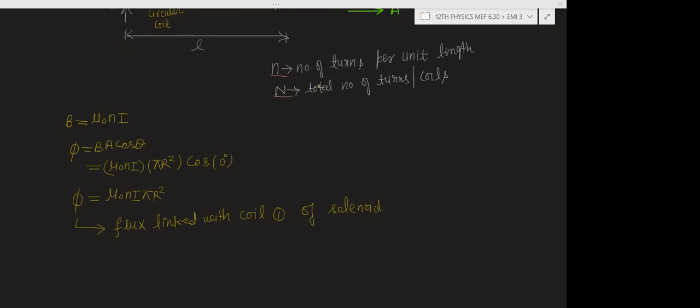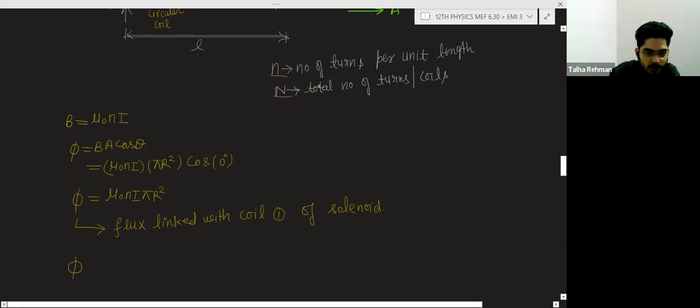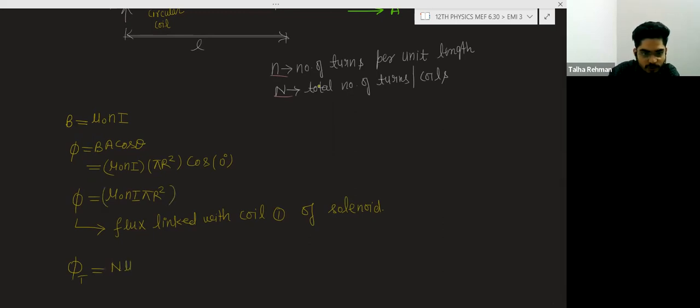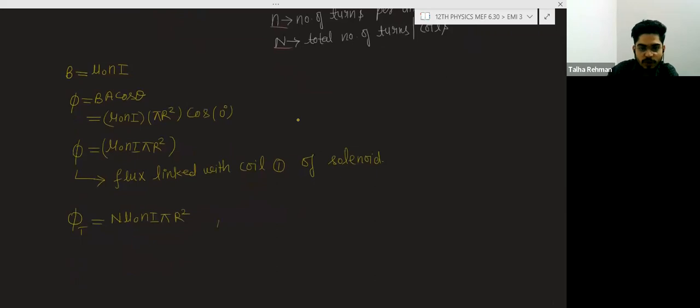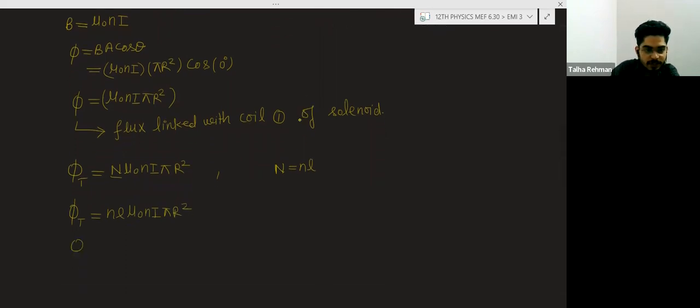So now for the total flux, what will you do? For total flux you multiply capital N with this equation: mu 0 n I pi r square. And I have told you how to calculate N: N is equal to small n into the length of the solenoid, N = nL. So the total flux linked with the solenoid will be given by replacing N with nL in mu 0 n I into pi r square. Now you can write this equation in this form.